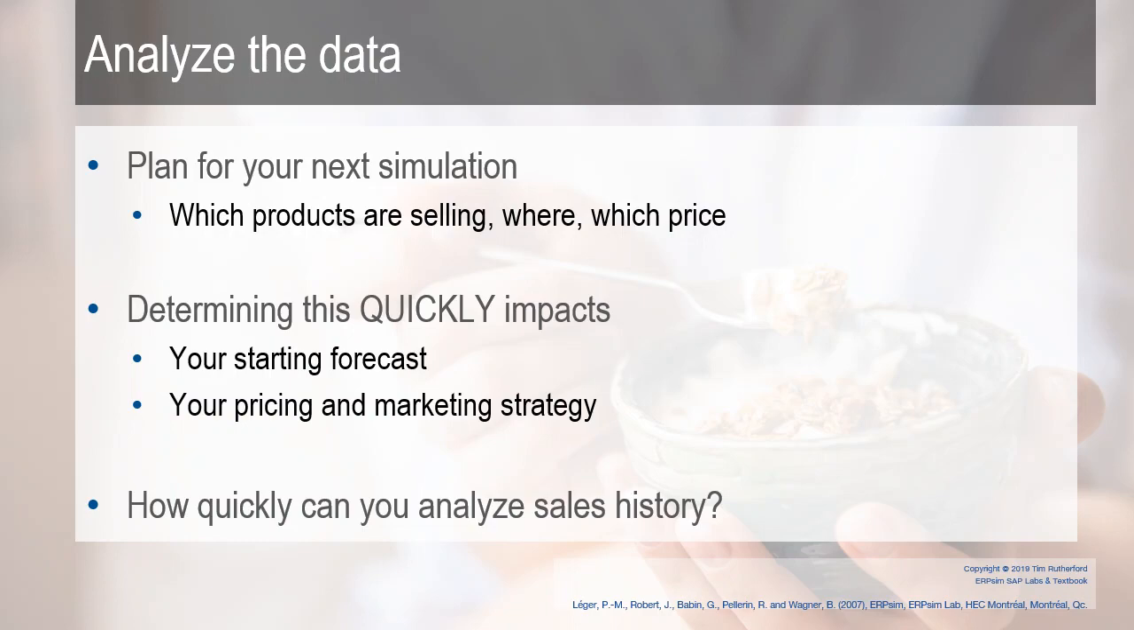So again, your role: analyze the data, plan for your next simulation. Try to figure out how you can quickly figure out in the next simulation which products are selling, where they're selling, and which price is the best price for selling them. Again, profitability. Determining this quickly impacts your starting forecast. It impacts your pricing and marketing strategy. So really figuring all of this stuff out early is going to really help your company. So quickly analyze your sales history, and as you get into the next simulation, try to know as early as possible.